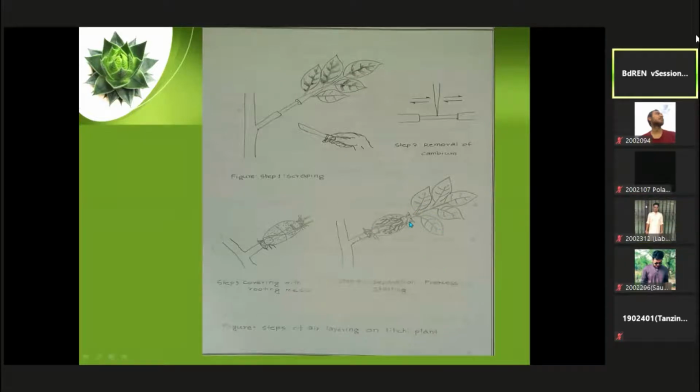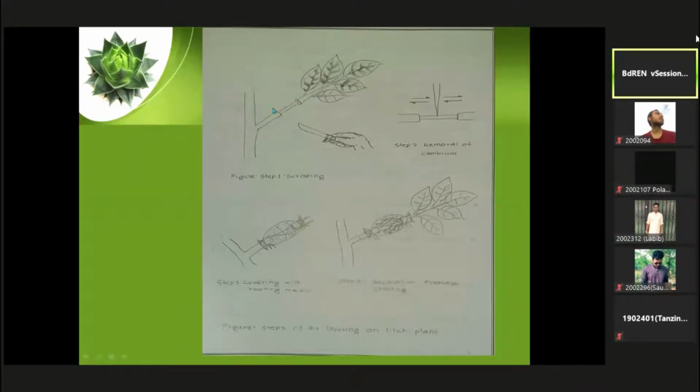Labib, just tell me, how are the roots produced? Do you understand that? I have told that. Yes, sir, I understand. Why are the roots produced? Can you tell? Sir, there we put soil with cow dung. Yes, it's a rooting medium.